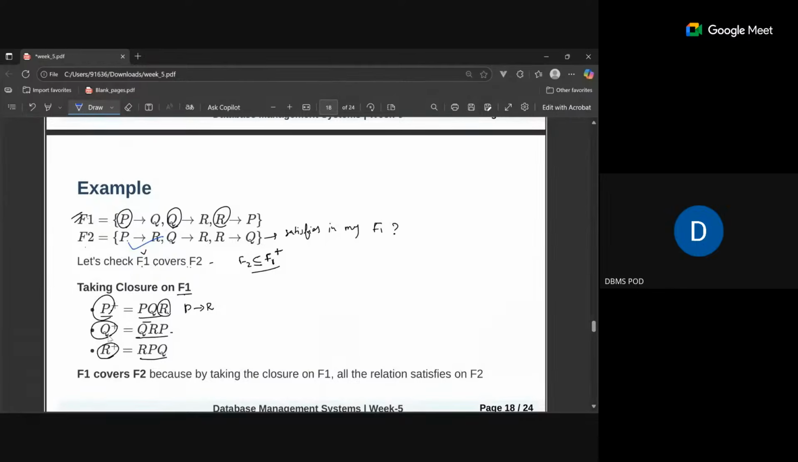Let's check Q closure and whether this Q closure has R or not. It has R. So Q determines R, this also is done. Now check for R determines Q. Check R closure and whether it has Q or not. It has Q also, so this is also true. If all the dependencies were covered in F1, we can say F1 covers F2, because taking the closure on F1, all the relations are satisfied.